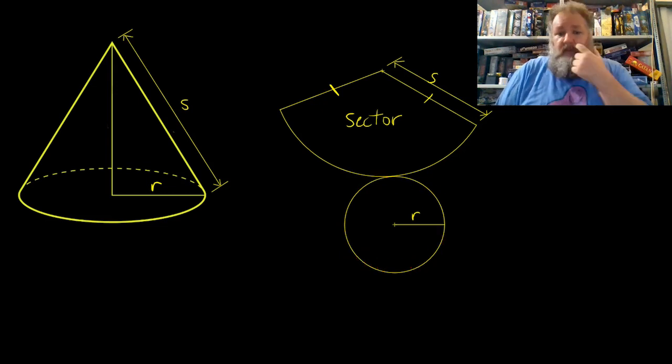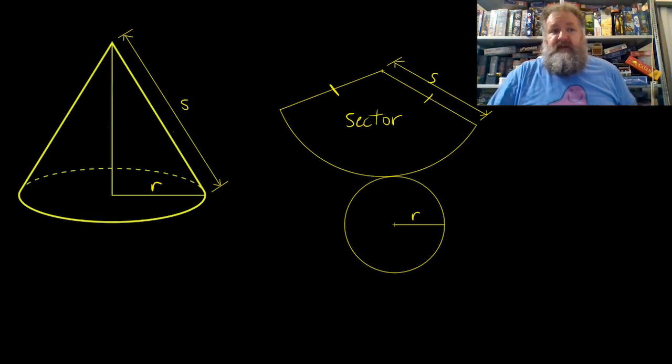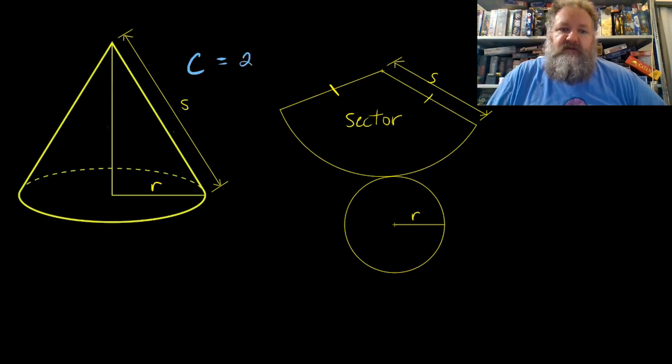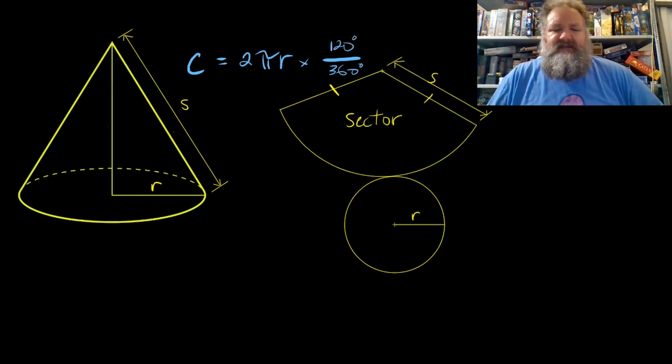Okay, so whenever we go to do the formula for the circumference, if we don't have a complete circle, we end up using partial circumference. So normally circumference is equal to 2 pi r times whatever percent of the circle we've got. But here that's not going to really work for us because we don't know the percent of the circle.